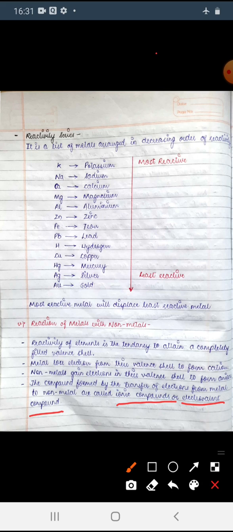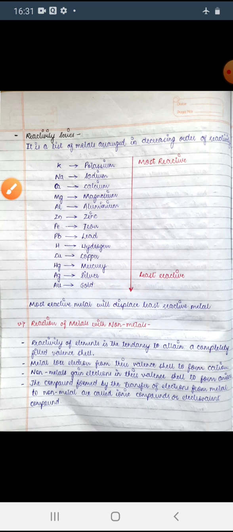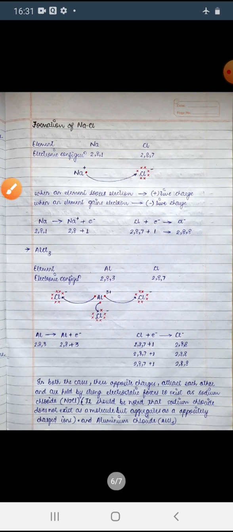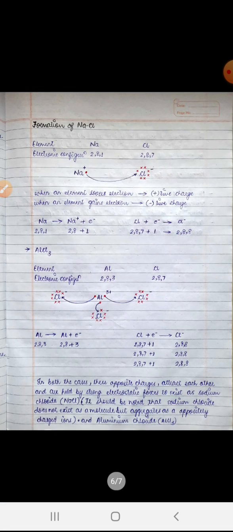Okay, is it clear? So on the basis of this losing and gaining of electrons, metals and non-metals react with each other and form a compound known as ionic compounds or electrovalent compounds. Now further we are going to see the reaction of metal with non-metals. So with the example of formation of NaCl, sodium chloride, here sodium is a metal while chlorine is a non-metal, we are going to see the reaction of metal with non-metal. So here let's just see.